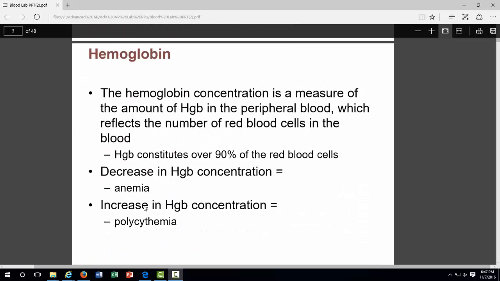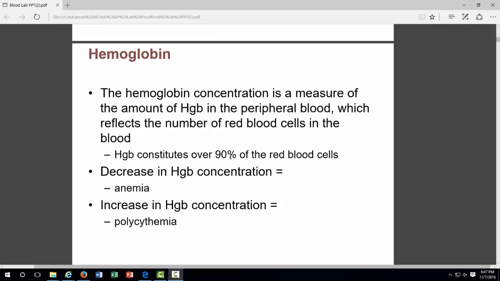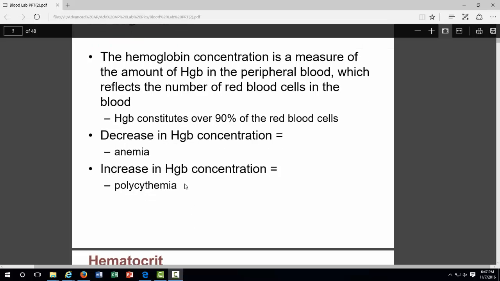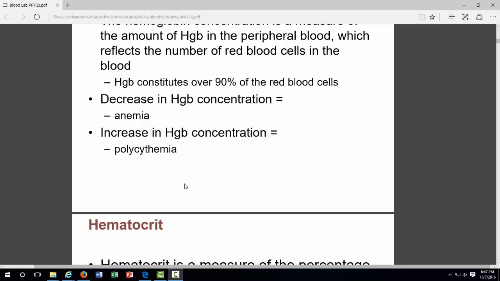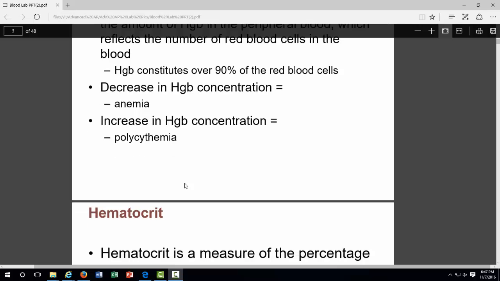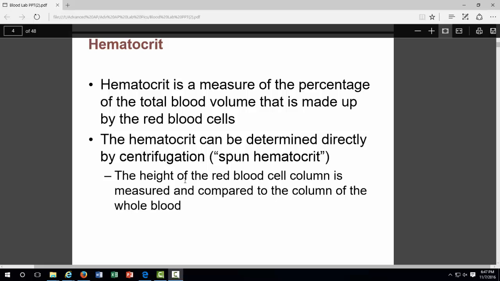So let's talk about hemoglobin first. It tells us the amount of hemoglobin in our blood. We know that hemoglobin constitutes over 90% of the red blood cells, so it's a large protein. And if we see a decrease in hemoglobin, that's an indication of anemia, or if we see an increase in hemoglobin, that is something called polycythemia. But you don't need to know any disorders for today's lab. Just be aware that those disorders would throw these numbers off, but you're not going to be held accountable for the diseases.